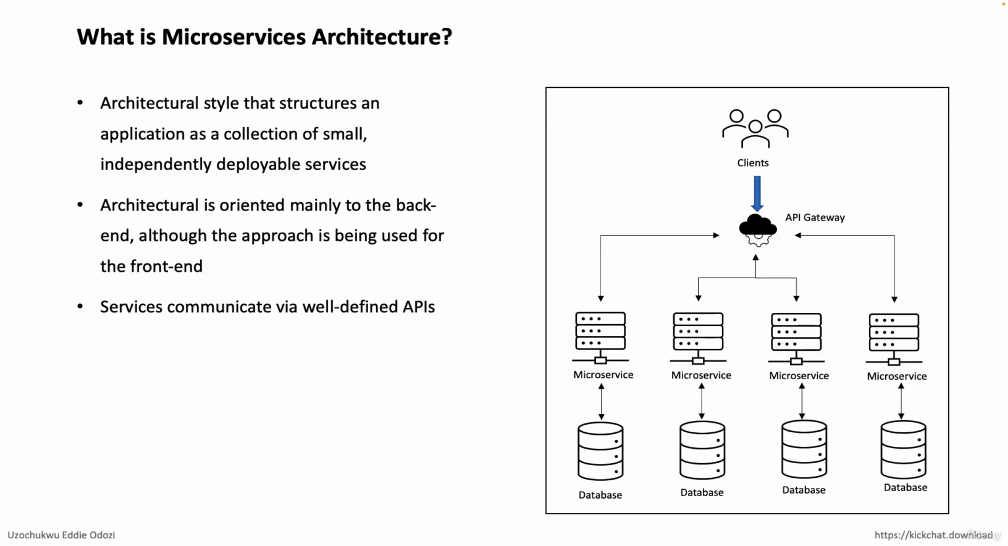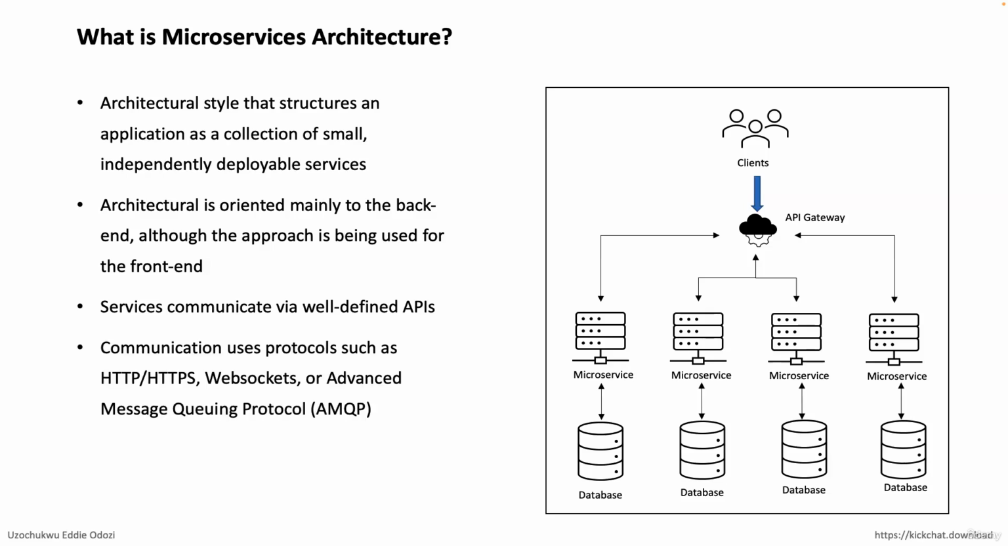Now, services communicate via well-defined APIs. There are different modes of communication. You can have synchronous and asynchronous, which we are going to talk about later. You can use REST APIs, GraphQL, or WebSockets for communication between the client, the API gateway, and the microservices. And then you can also use events, which is the approach we're going to use for communication between microservices. We are going to use the synchronous and asynchronous approach.